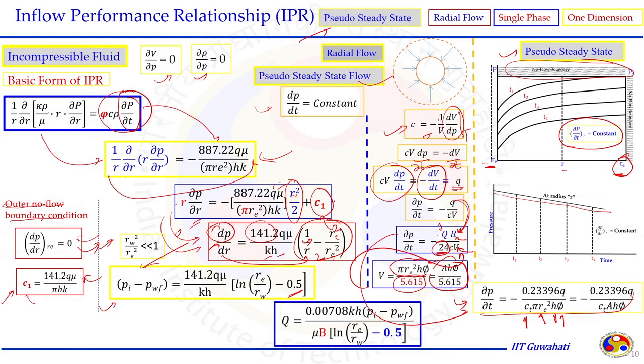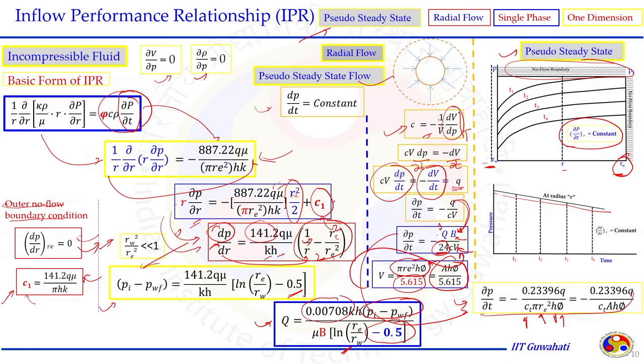So the equation adjusting in the form of Q versus pressure drawdown, that is the IPR equation, we are going to get the similar expression as we obtained for the case of steady state flow. Only difference is coming, we are having this 0.5 factor in the denominator, and that is getting subtracted with this ln Re by Rw.